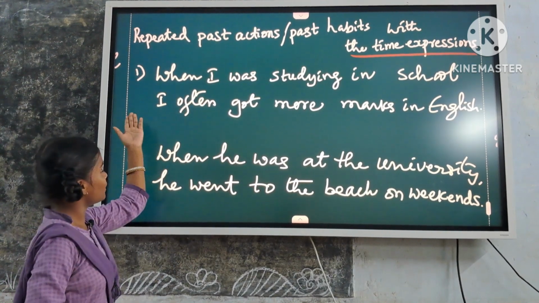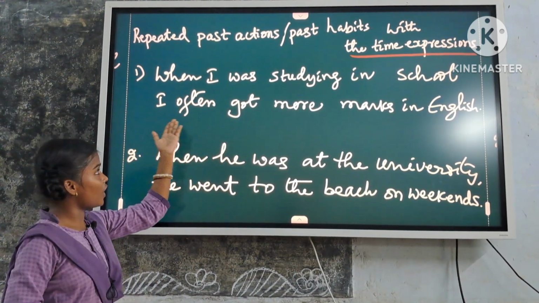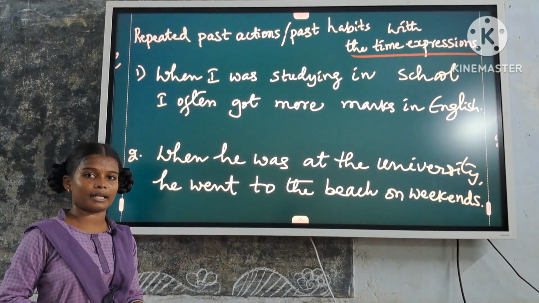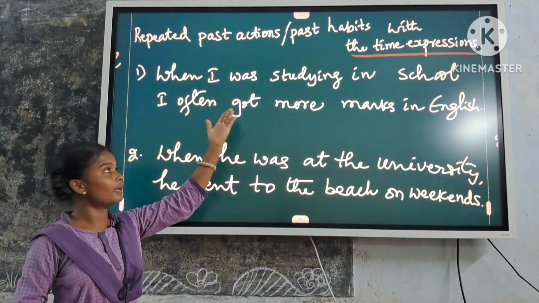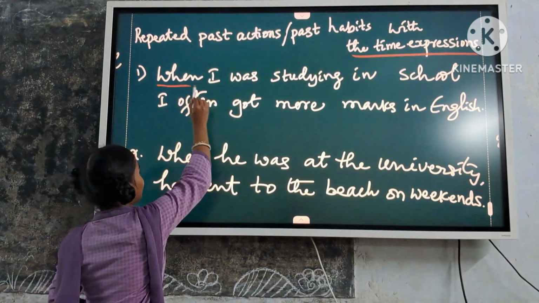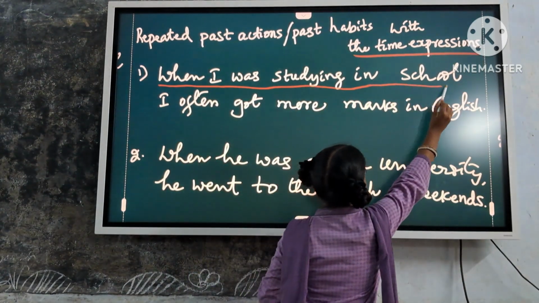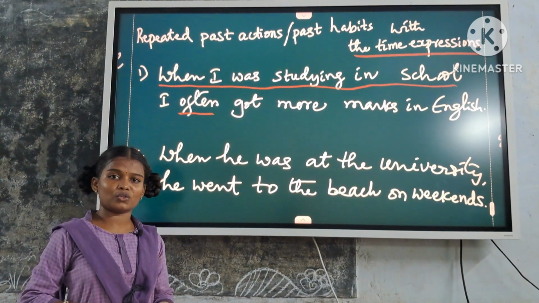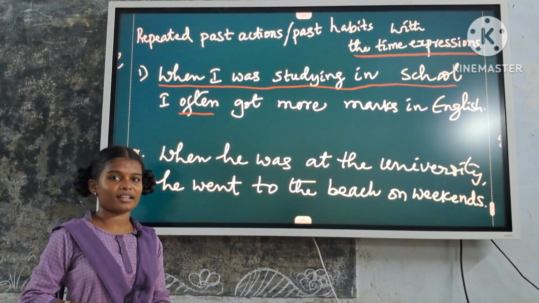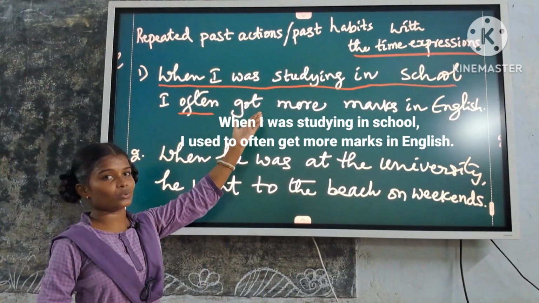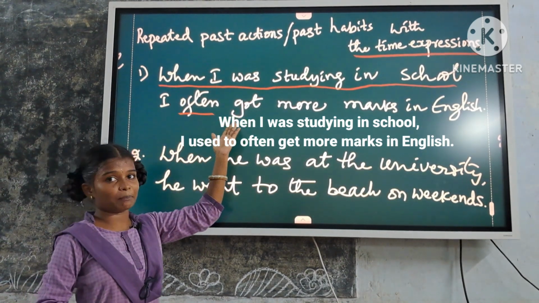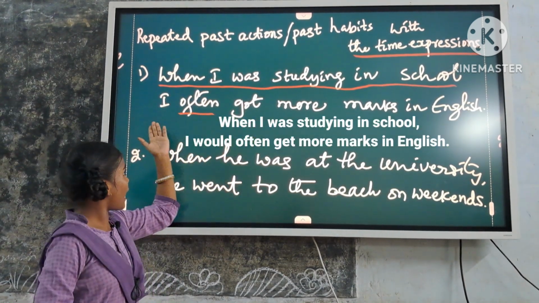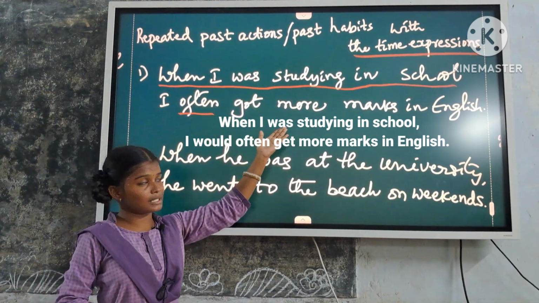First example. When I was studying in school, I often got more marks in English. Here, time expressions are shown by when I was studying in school, often. So we can use both used to and would. So the answer is, when I was studying in school, I used to often get more marks in English. Or when I was studying in school, I would often get more marks in English.